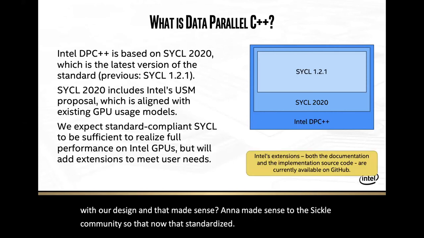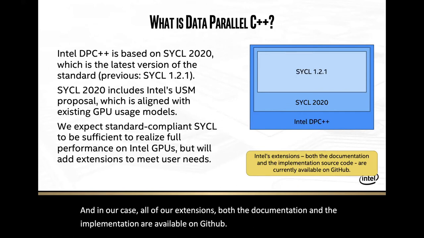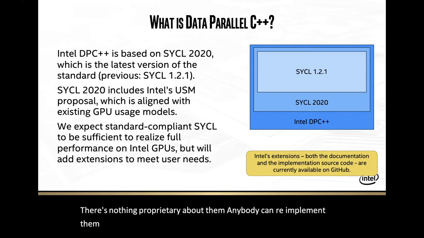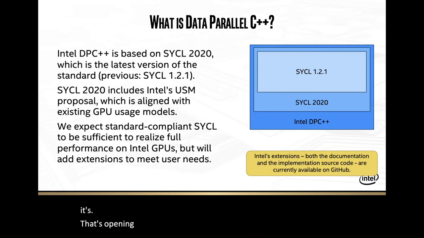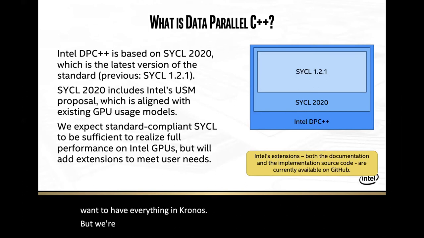In our case, all of our extensions, both the documentation and the implementation, are available on GitHub. There's nothing proprietary about them. Anybody can re-implement them, and anybody can port the compiler to any other device. So it's open in all the different degrees of openness. Obviously, we want to have everything in Khronos, but we're also open in the sense of, hey, it's on GitHub. You can see what we're doing.